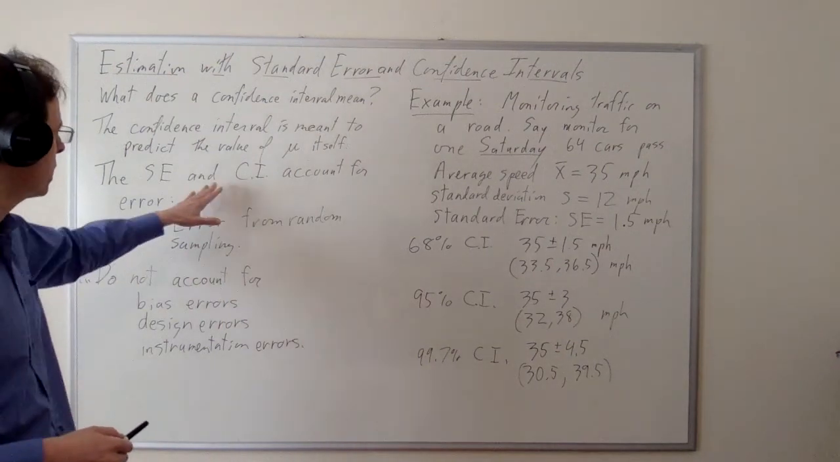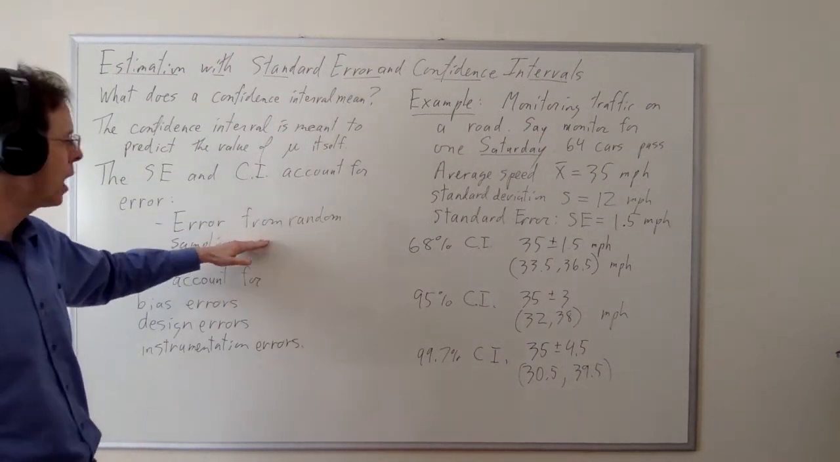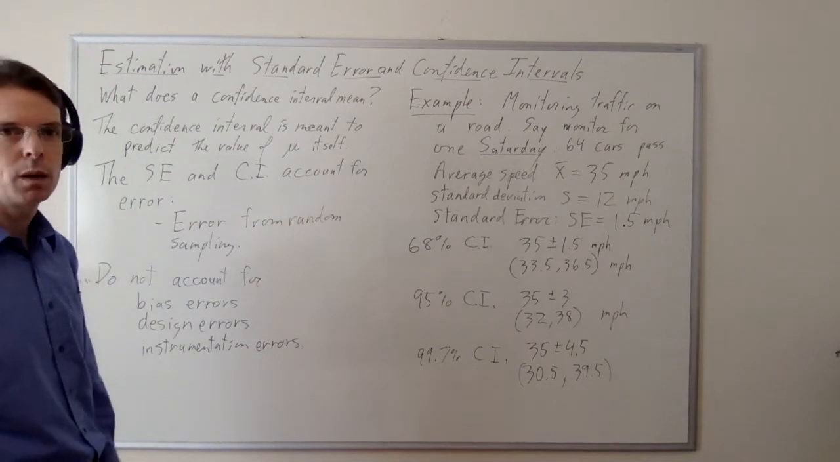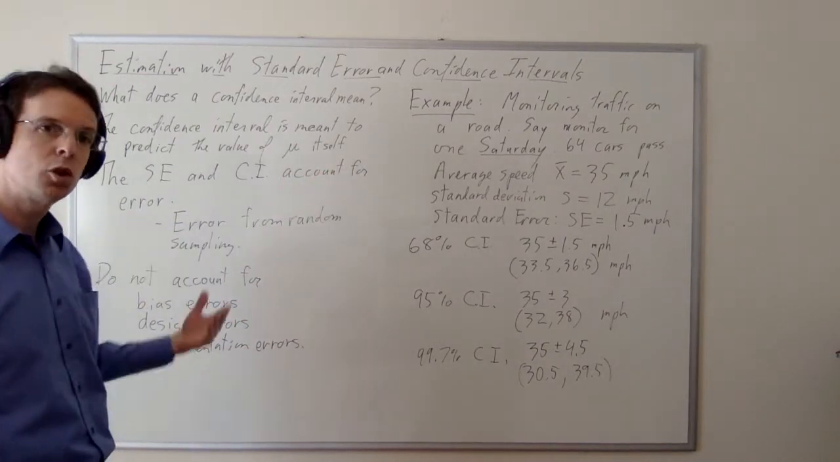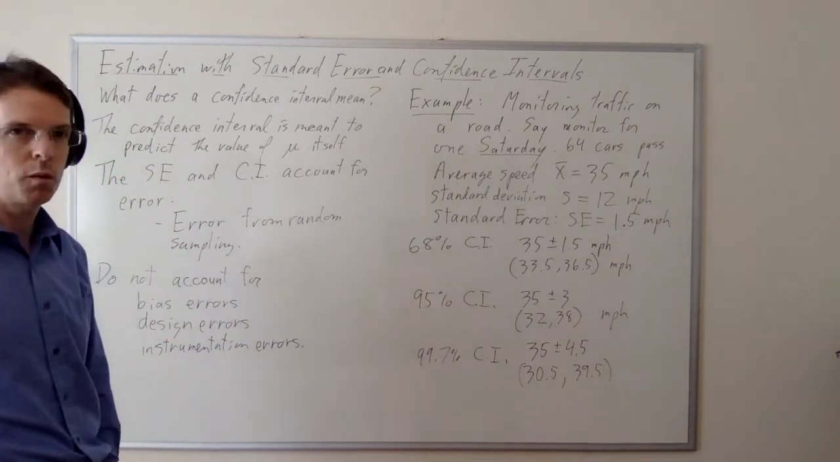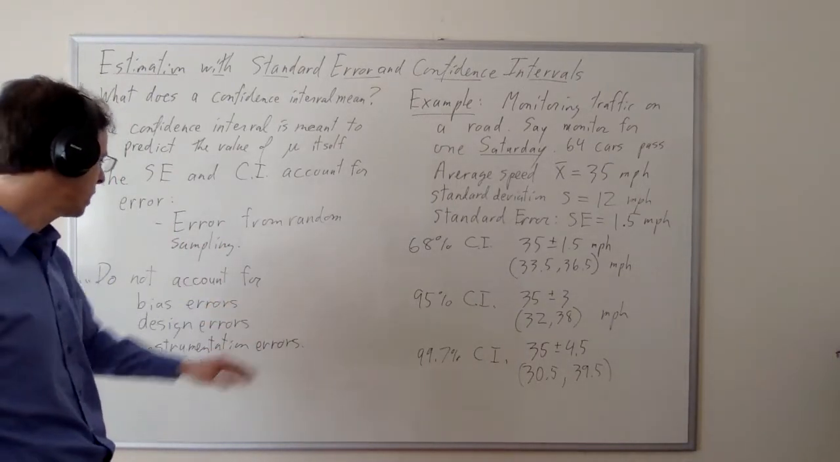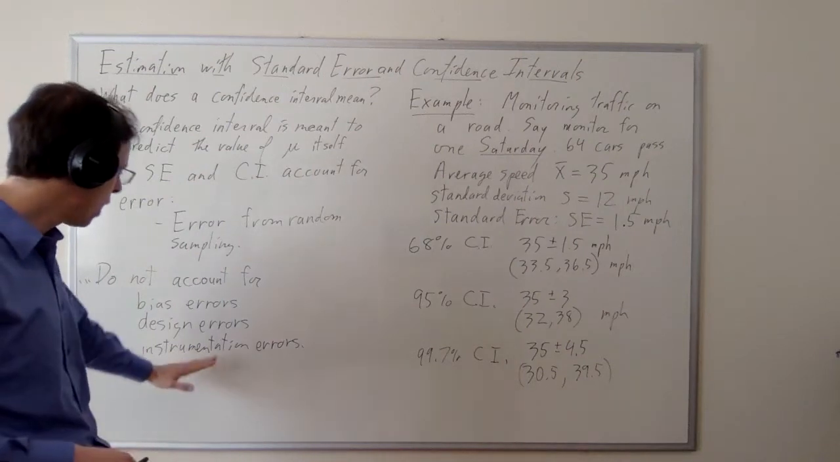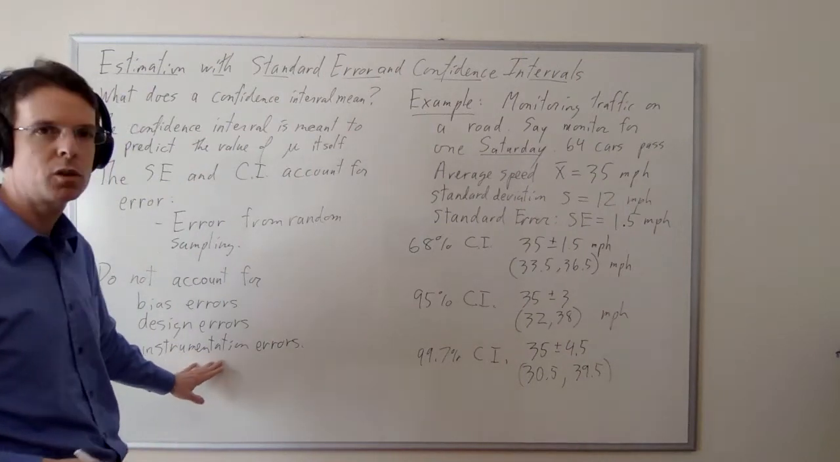They can help us account for the error that derives from the fact that sampling was random. Samples always should be random, but that randomness introduces error, and the standard error can account for that. They cannot account for bias, and they cannot account for design errors. They also, of course, cannot account for instrumentation errors.